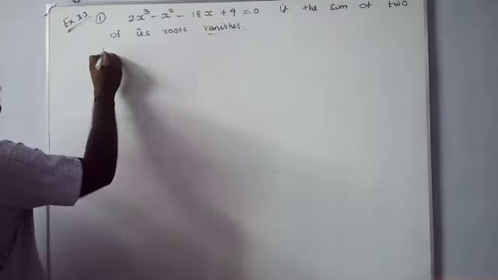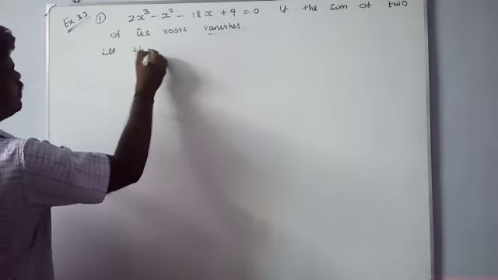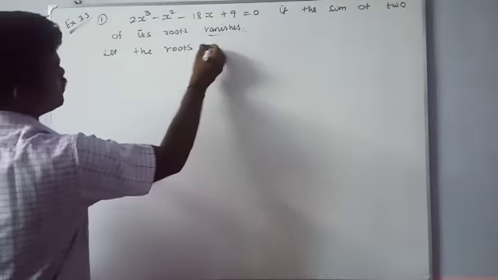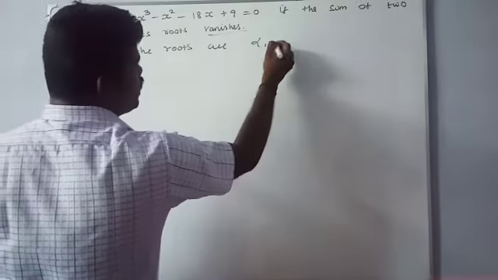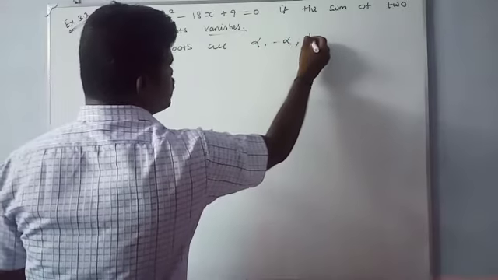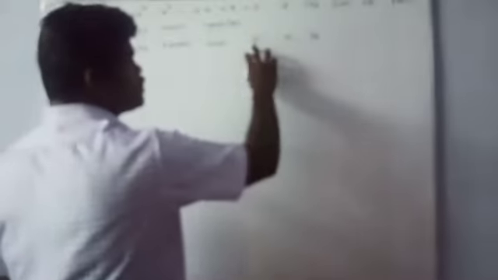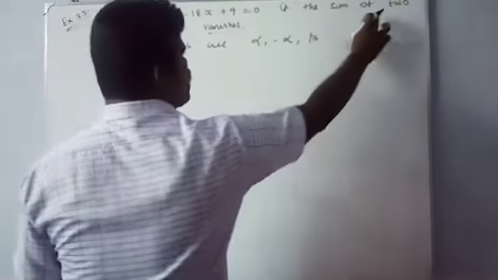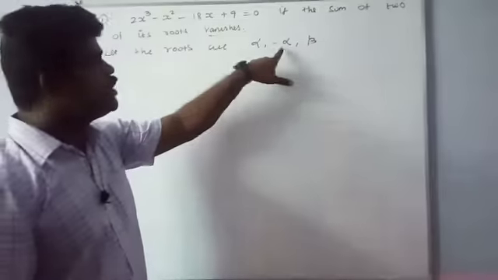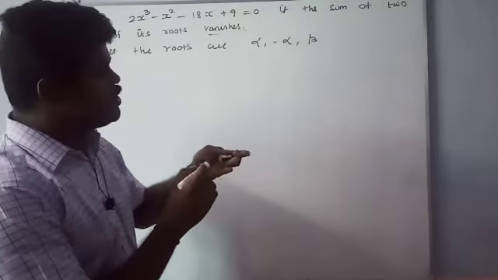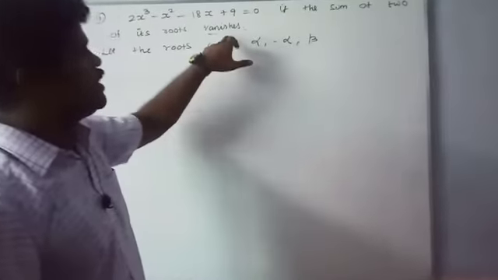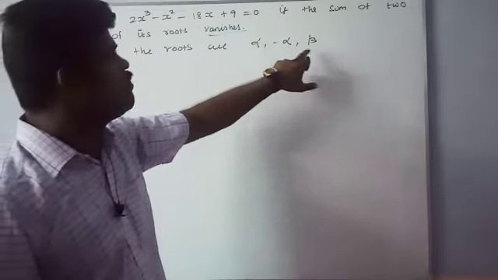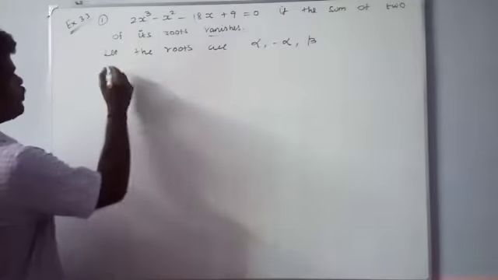So let us take the roots. Let the roots be alpha and minus alpha and another one beta. Suppose the sum of these two roots, alpha and minus alpha, the value is 0. The sum of these two roots must be 0. That's why we have to take one as alpha and another one as minus alpha, comma beta.